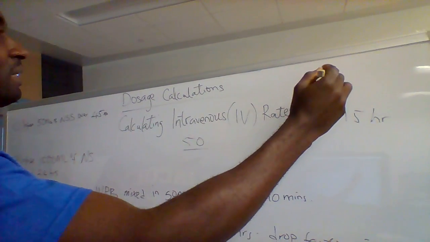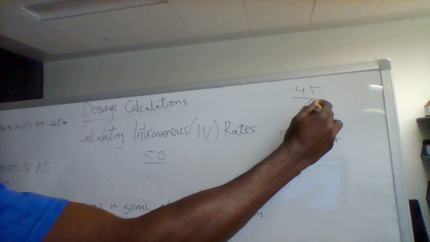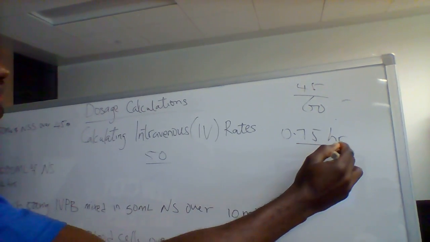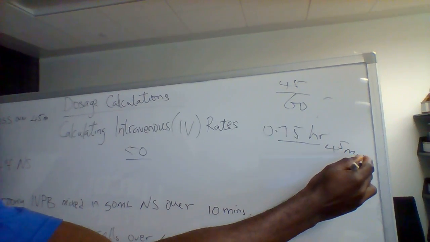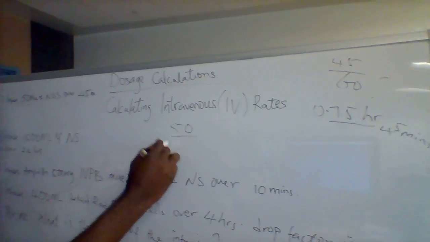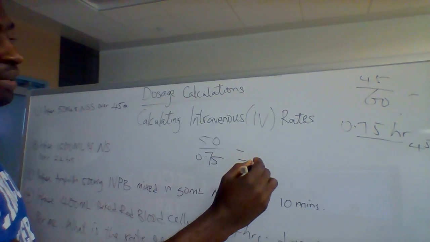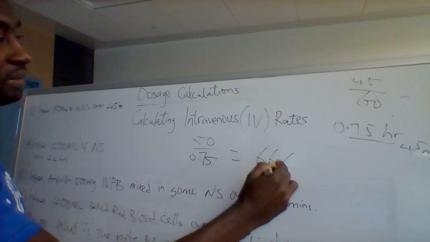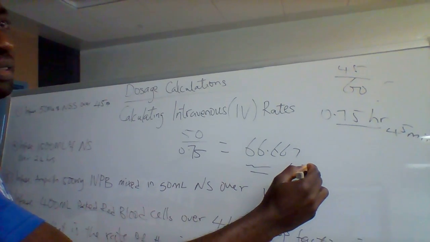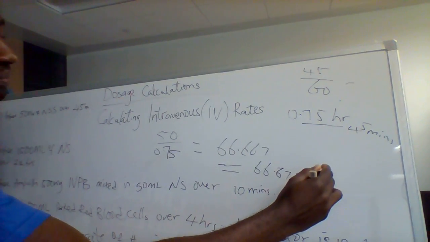You can get this by dividing 45 by 60, which gives you 0.75 hours. This 0.75 hours is the same thing as 45 minutes, because our answer must be per hour. So what we do is 50 divided by 0.75, which gives you 66.667, which is approximately 66.67 milliliters per hour.